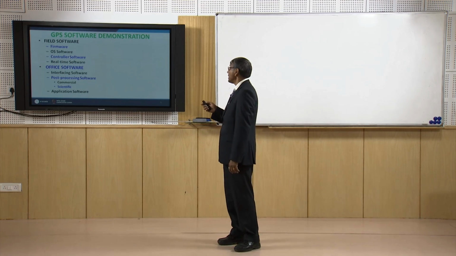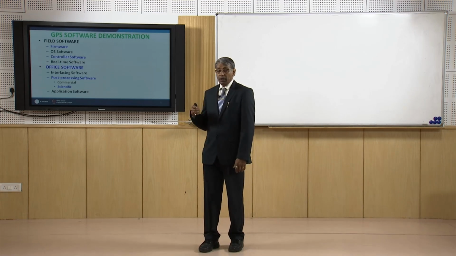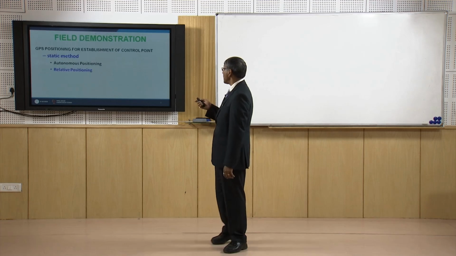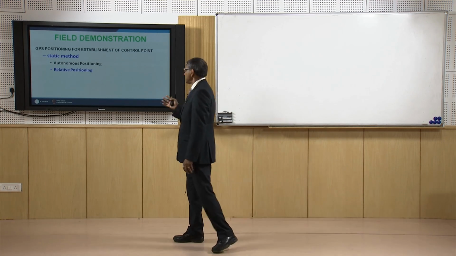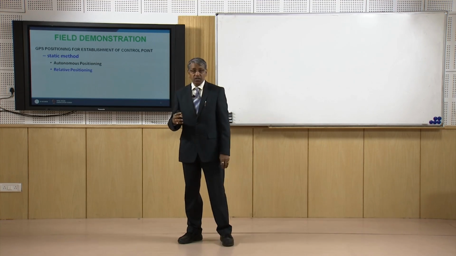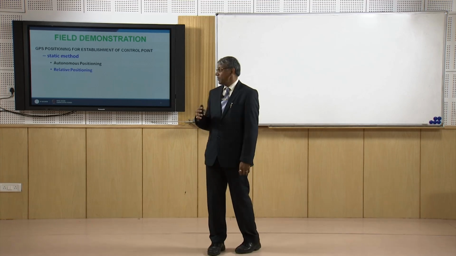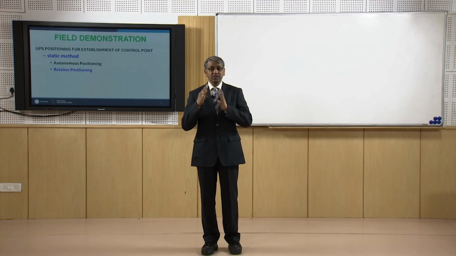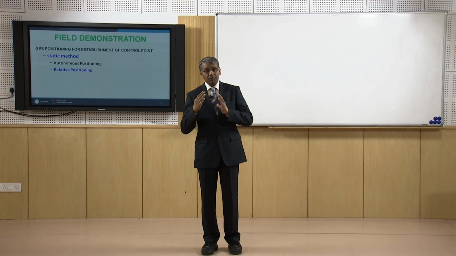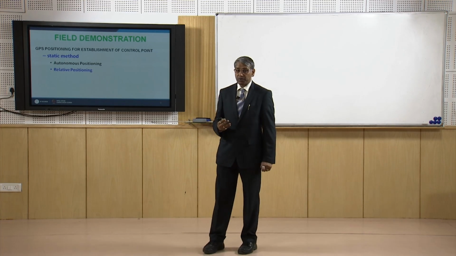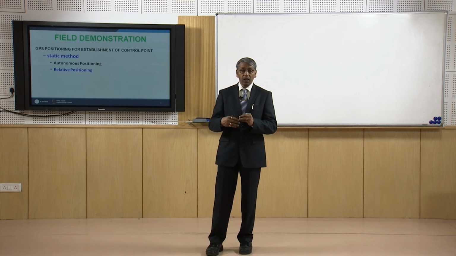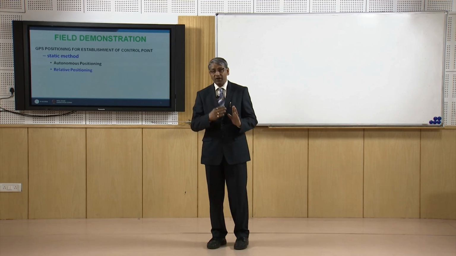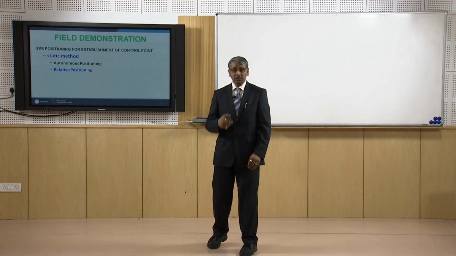Now, I will take you to the field to demonstrate the static method of GPS positioning, in which I will first demonstrate the autonomous positioning, where I will set up the single instrument and the data from that we can make use for establishment of control point. Then I will show you relative positioning considering the reference as well as rover. So, the demonstration starts now.